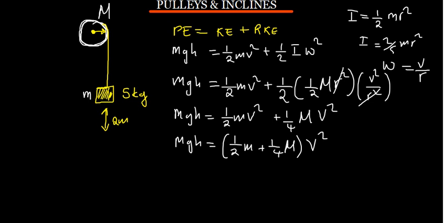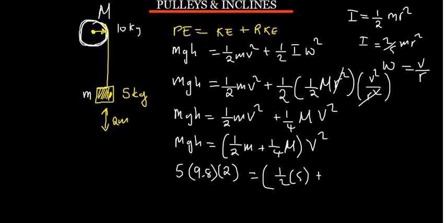So the small mass is 5 kg multiplied by 9.8. The height which it has fallen is 2. Let's say the big mass is 10 kg. Okay, so that is going to be equal to half. The small mass is 5 plus 1 over 4. The big mass is 10 and then V squared. You can do the multiplication here.